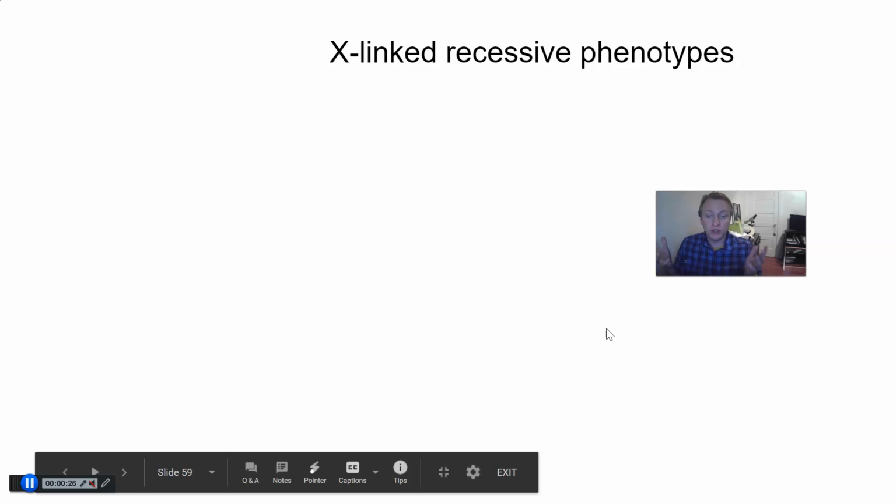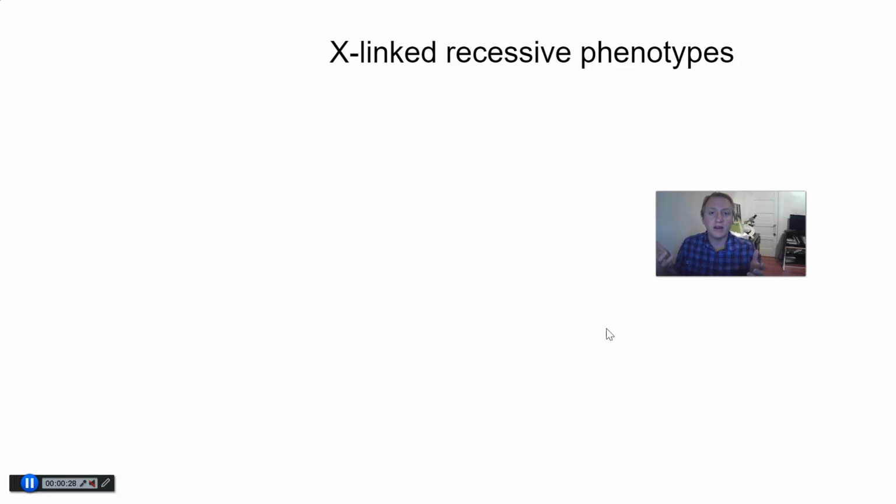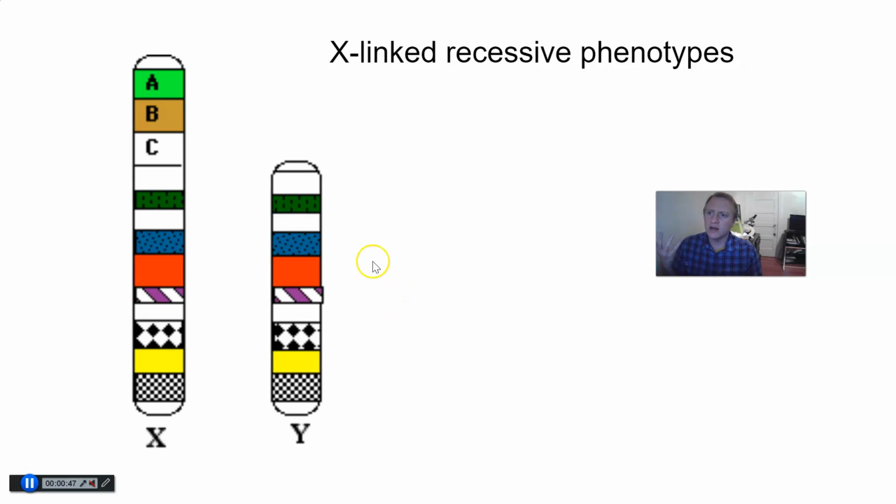And you should know you have 22 pairs of autosomes. Okay, you have 22 pairs of chromosomes that have nothing to do with your sex. But you have one set of chromosomes that are sex determining. So 22 pairs of autosomes, one pair of sex chromosomes. Here are our sex chromosomes here.